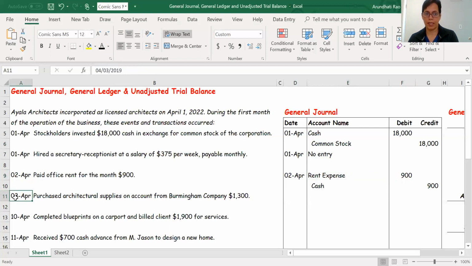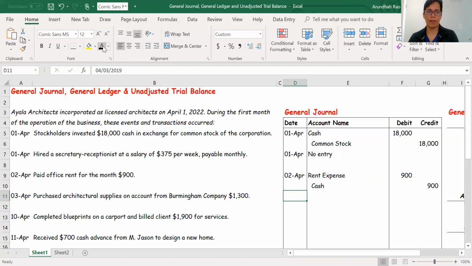On April 3rd, the next transaction, I purchased architectural supplies on account. On account means it's a credit transaction. I didn't pay cash right now. I'll pay it in the future. Typically, vendors will give you 30 to 90 days to make payments. They will send me a bill, and then I have to make my payment.